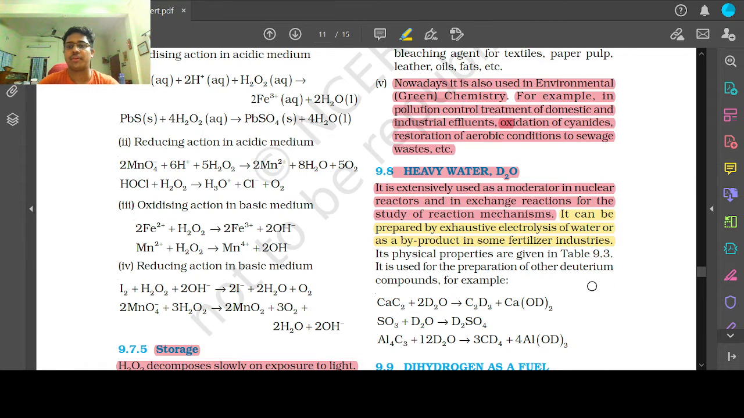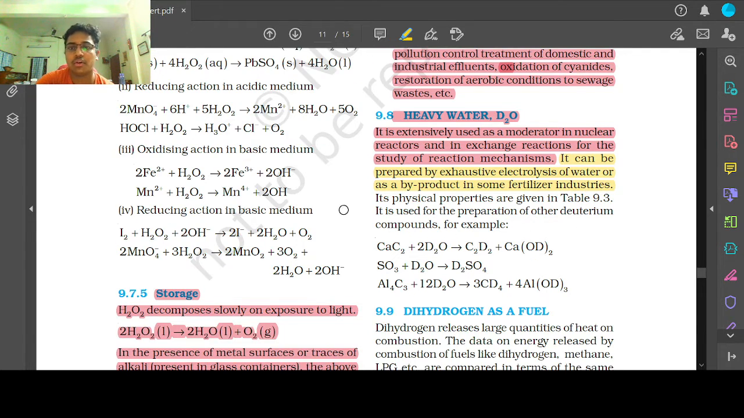This is exhaustive electrolysis. It can be prepared by exhaustive electrolysis of water or as a byproduct in some fertilizer industries. Many students tend to miss out this word, exhaustive. This word is very important here. Just electrolysis of water will not yield D2O. So you need to mention the term exhaustive electrolysis of water, or else you won't get marks in the board exams. If this question comes, remember this keyword: it is exhaustive electrolysis and not a normal electrolysis of water. Or as a byproduct in some fertilizer industries.